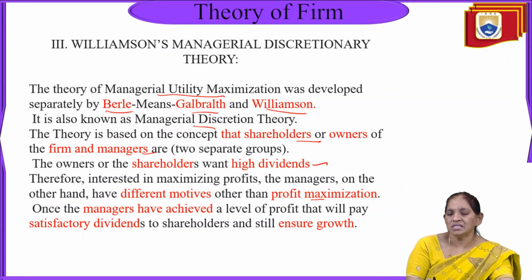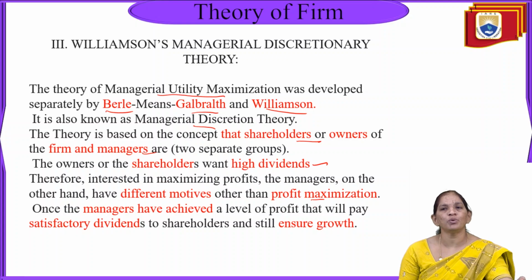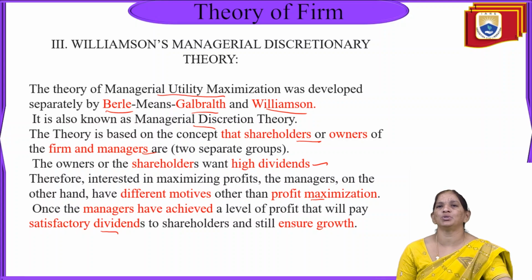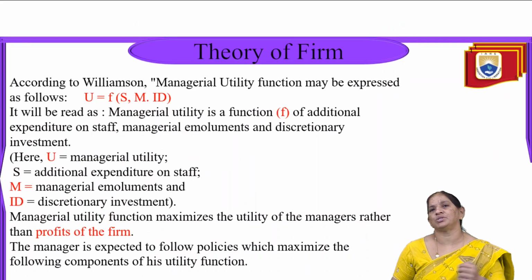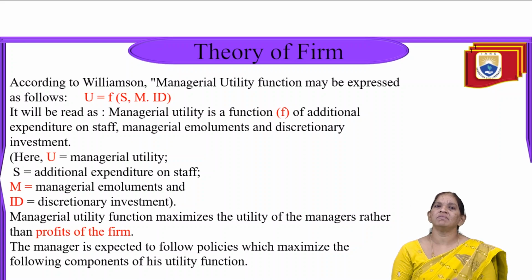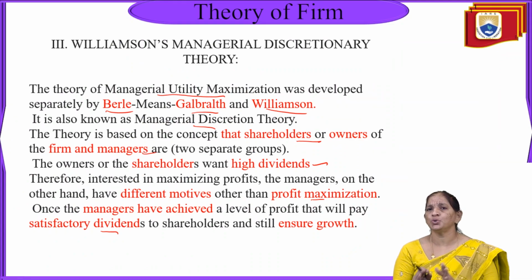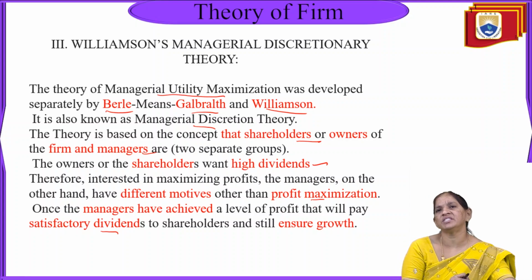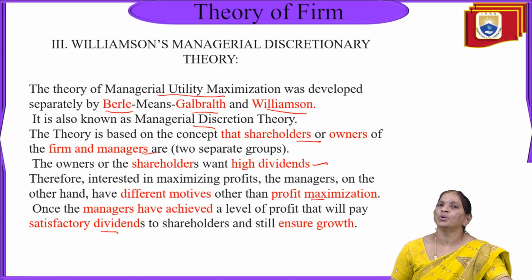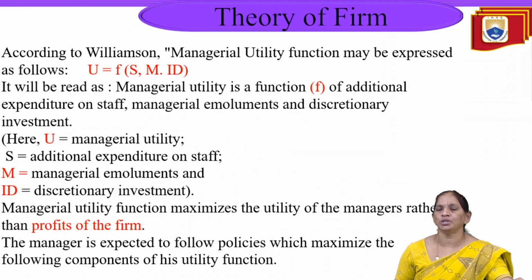So here we can see that the manager achieves a level of profit that pays a satisfactory dividend to the shareholders, and it still ensures the growth of the organization. So both have to be maintained. Williamson says that both are to be handled in his theory of managerial discretion, meaning discretion should not be there between them. Both should get justice, where the shareholders are satisfied, and in the same way the managers or the workers also get satisfaction, which will sustain the organization in the long run.